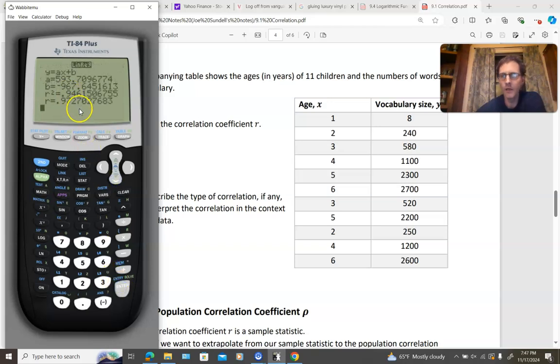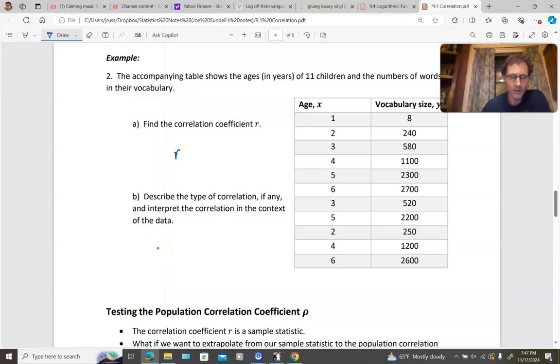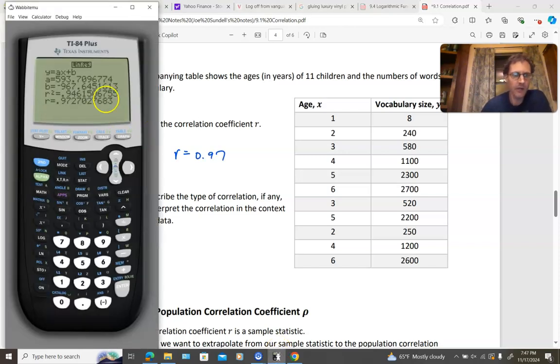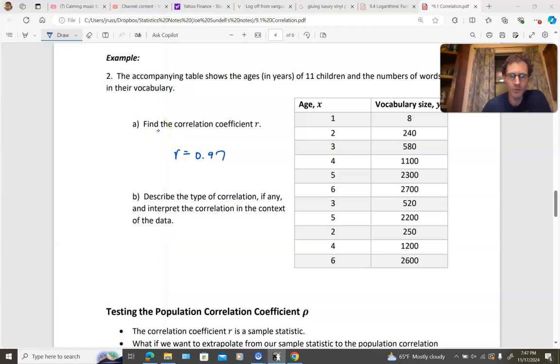There we go. Okay. So it also gives us R squared. We're not really going to talk about that, but it does give us R. So this is the correlation coefficient. And if you notice, not only is it positive, it's also very close to 1. Okay, just like we suspected. So let's actually write it down. So R is equal to 0.97. I'll carry it out to 3 decimal places.